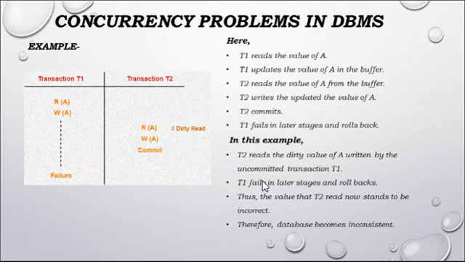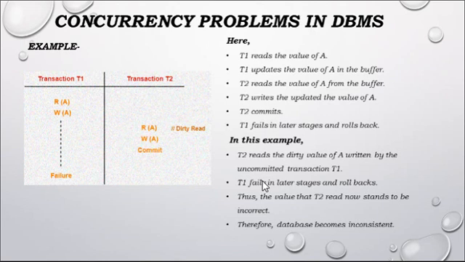Here we have an example of dirty read. We have two transactions, T1 and T2. We are seeing that T1 is initially reading the value of data item A. Then T1 updates the value of A in the buffer, which is a write operation. And before committing, we see T2 reading the value written by transaction T1, and it is called a dirty read because transaction T1 is still not committed.